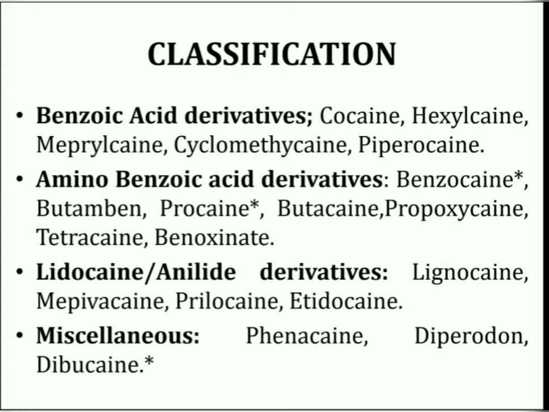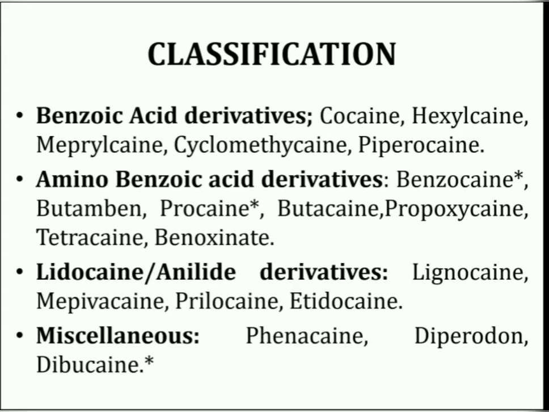Classification of local anesthetics includes four main categories. First category is benzoic acid derivatives. Drug candidates in this category are cocaine, hexylcaine, meprylcaine, cyclomethycaine, and piperocaine.